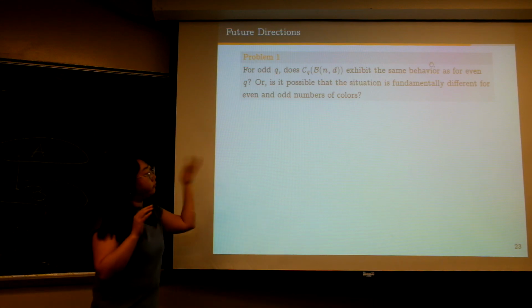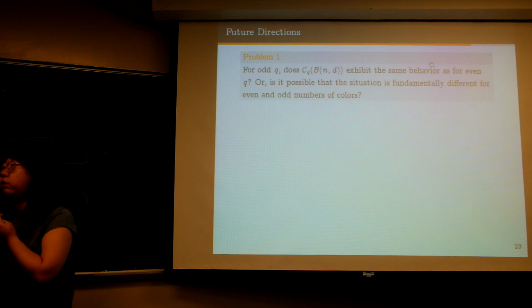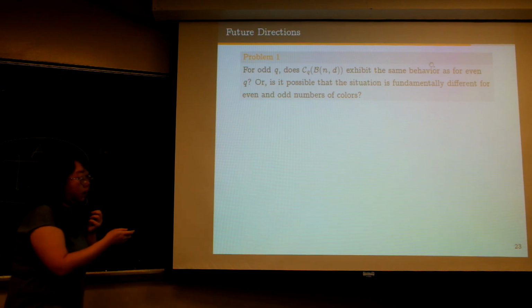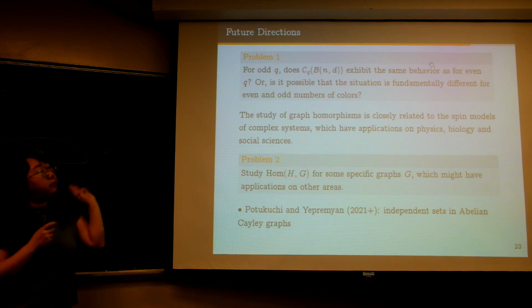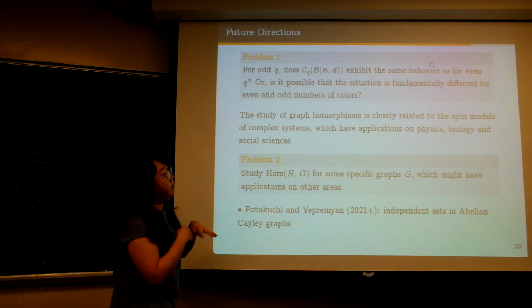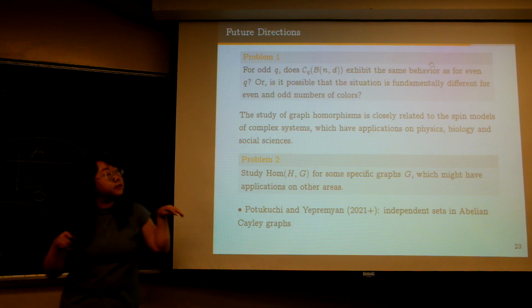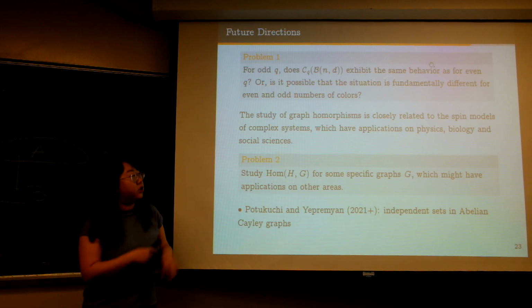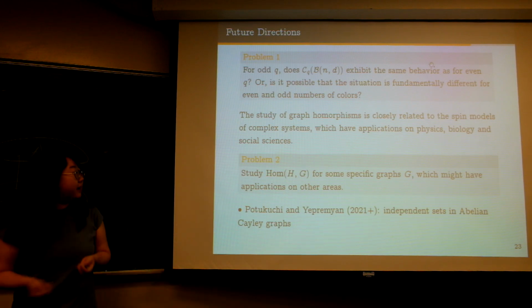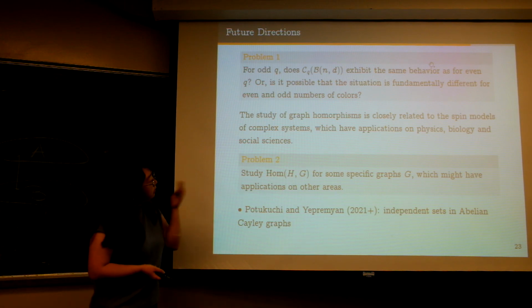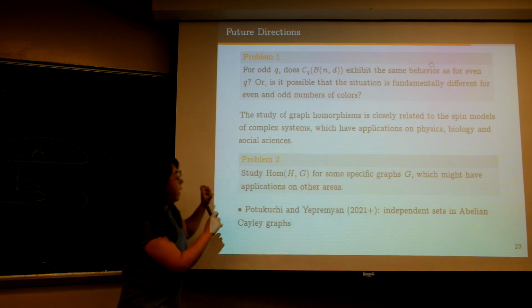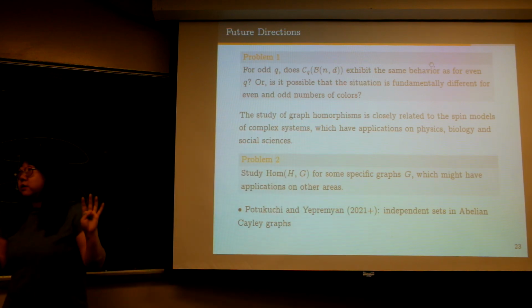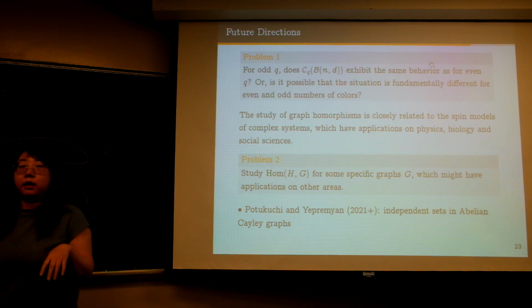So it could be a different behavior from the even colorings, we don't know. The other direction is that the study of homomorphisms is closely related to the spin model of complex systems, which actually has application not just in physics, but in other natural sciences. And then maybe a good problem is to study the homomorphisms from some specific graph G, which might have applications in other areas, like not the hypercube, but some other graphs.